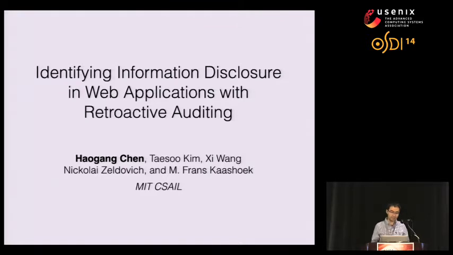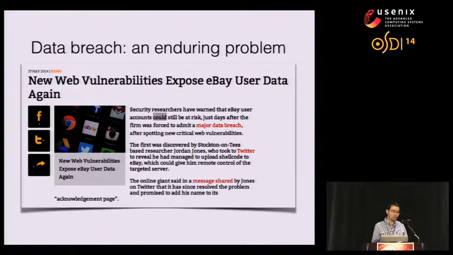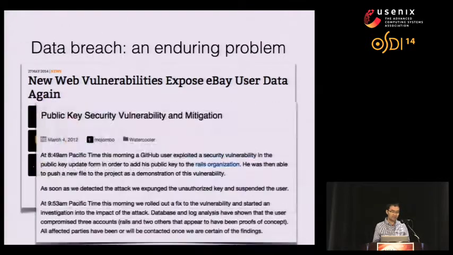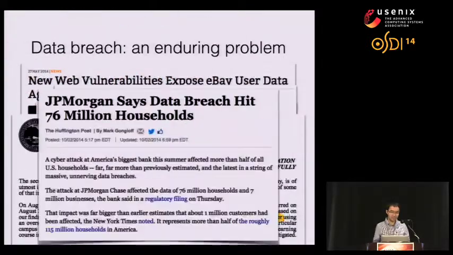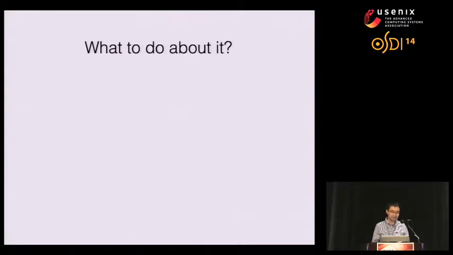Today, I'm going to talk about identifying information disclosure in web applications with retroactive auditing. Data breach is an enduring problem in today's web. News is full of reports about users' private information being compromised as a result of vulnerabilities in websites. So what can we do about it?